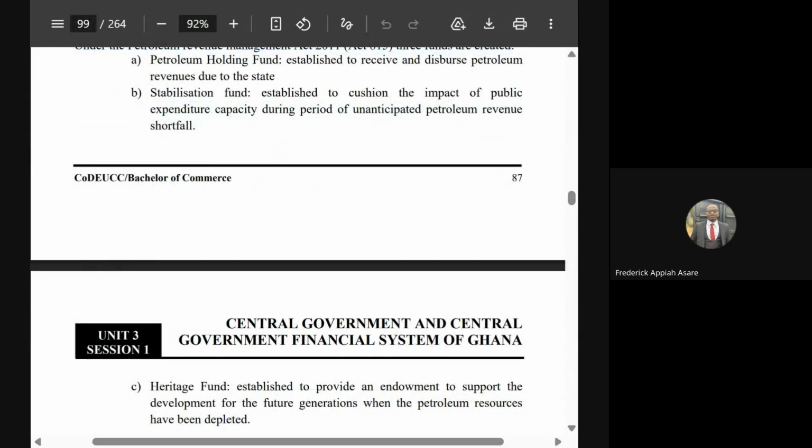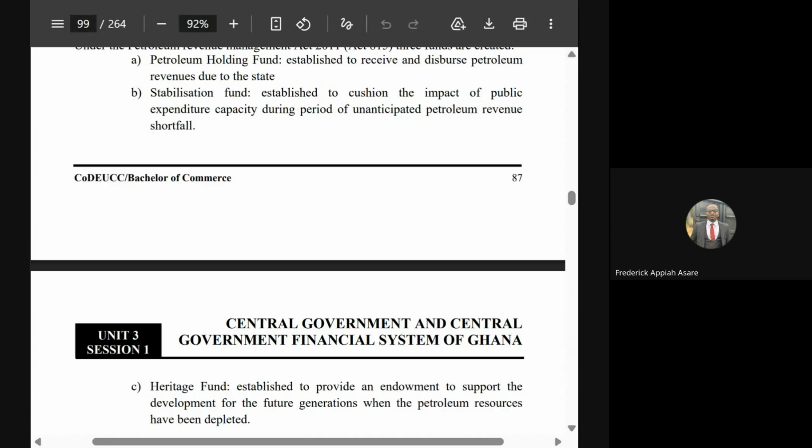So they have the Petroleum Holding Fund, established to receive and disburse petroleum revenue. We have the Stabilization Fund, established to cushion the impact on public expenditure capacity during periods of unanticipated petroleum revenue shortfall. The Petroleum Holding Fund usually receives and disburses petroleum revenues due to the state.